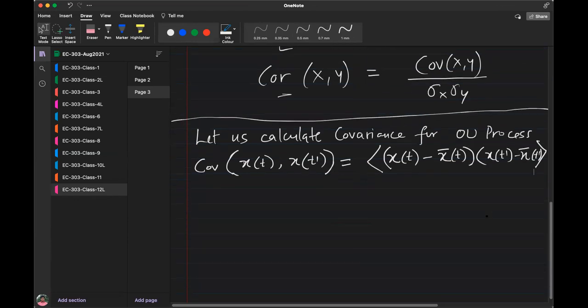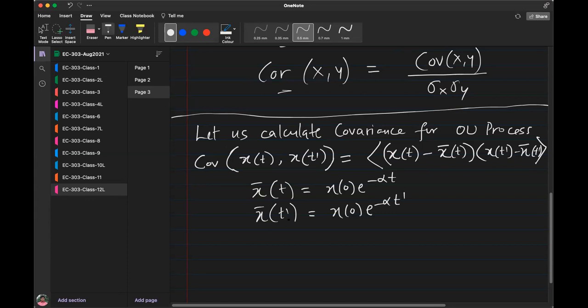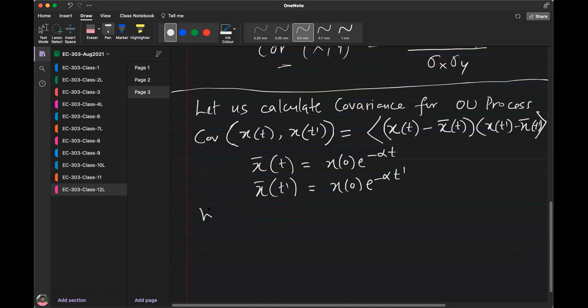So, the definition of covariance. As you know, we already know xt: x0 e power minus alpha t, and therefore xt prime is equal to x0 e power minus alpha t prime. We already know these expressions, the mean values. This x0 is a very arbitrary value anyway, right?